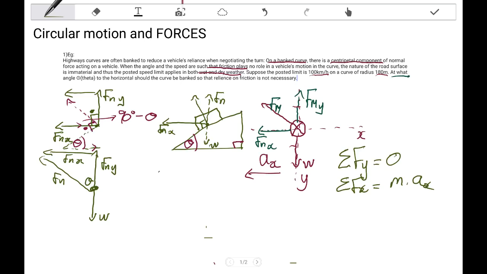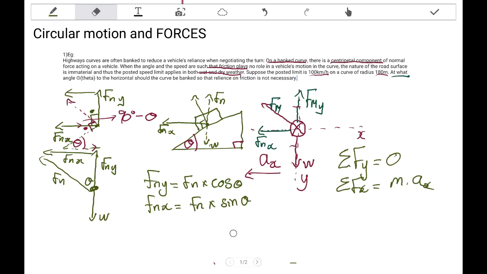Fny is on the adjacent side, so it's going to be cos. So Fny is equal to Fn times cos theta. So what's going to be Fnx? The Fnx is going to be Fn times sine of theta. So you have something like this.